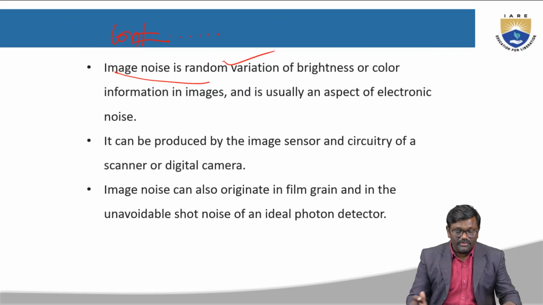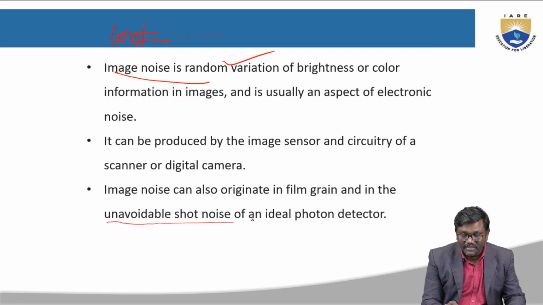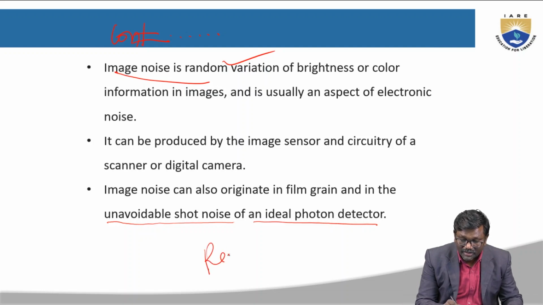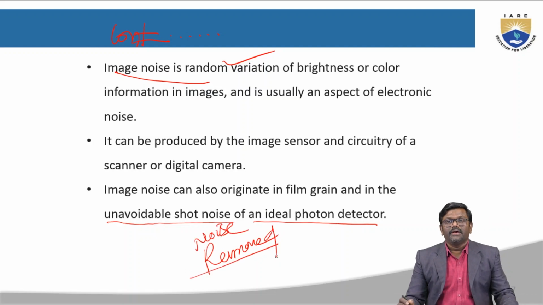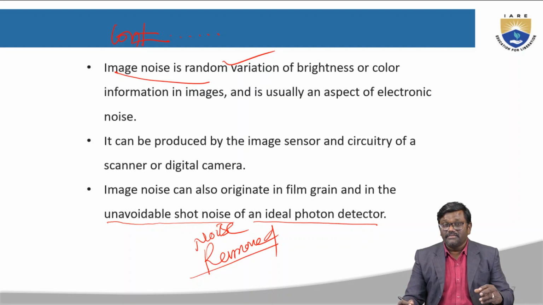We call it the unavoidable shot noise of an ideal photon detector, which we are going to concentrate on, and then we are going to remove that noise. Noise will be removed. How will it be removed? In this sense, we are concentrating on achieving a noiseless result, that is, without any irrelevant data and without any redundant data.